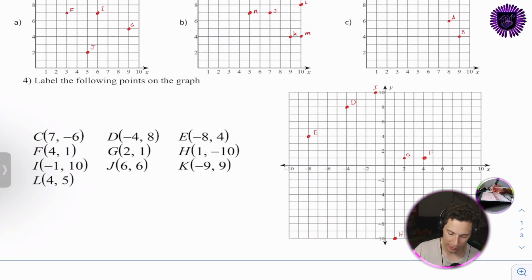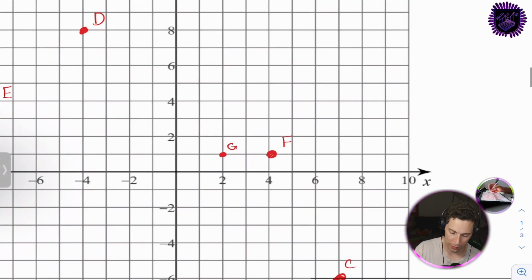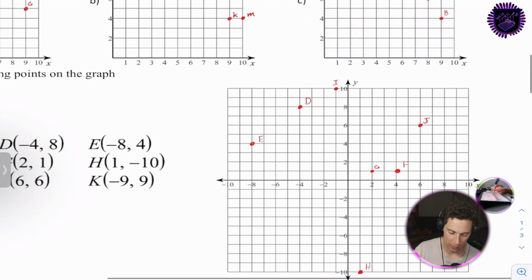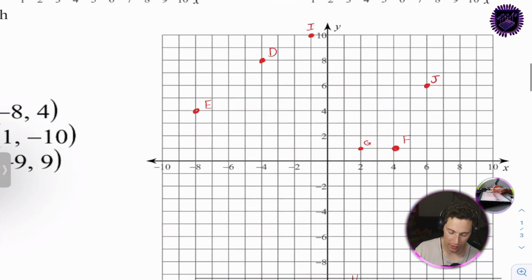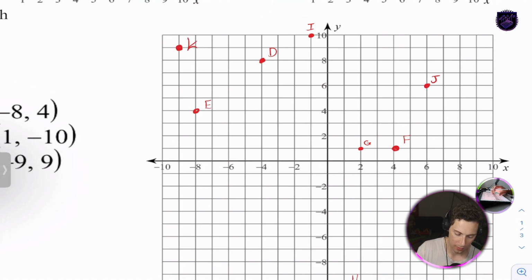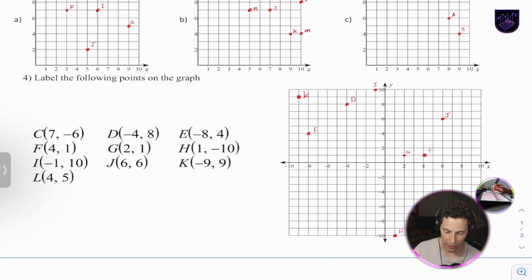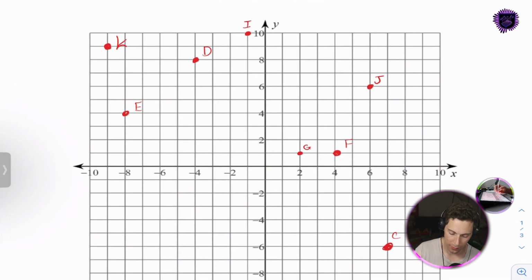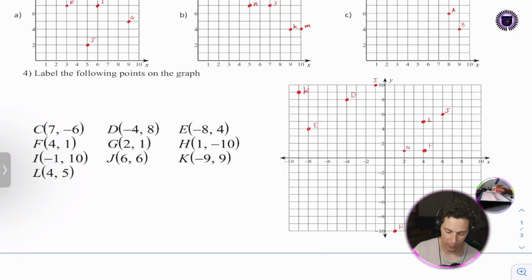J, 6 and 6. 6 over, 6 up. K, -9, +9. Backwards to -9. And then +9 up here. -9 and 9 is K. And then L, 4, 5. 4 over, 5 up is our L. Okay.